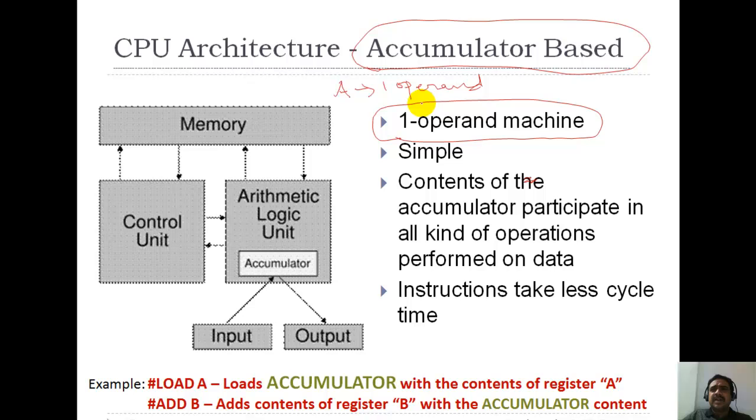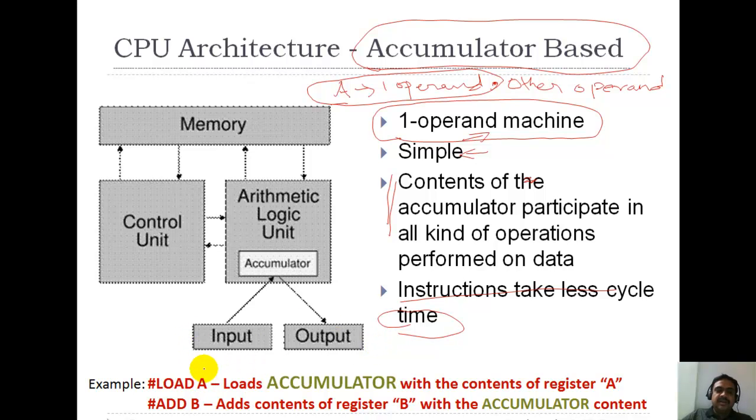I already told you the instruction has a minimum of 3 fields: one is the instruction, one is operand 1, one is operand 2. Since A, the accumulator, is fixed as one of the operands in this architecture, all you need to specify is the second operand. Since that one operand is fixed, it's called a one operand machine. It's a very simple architecture. The contents of the accumulator will participate in all kinds of operations. Instructions take less cycle time as far as accumulator based architecture is concerned.